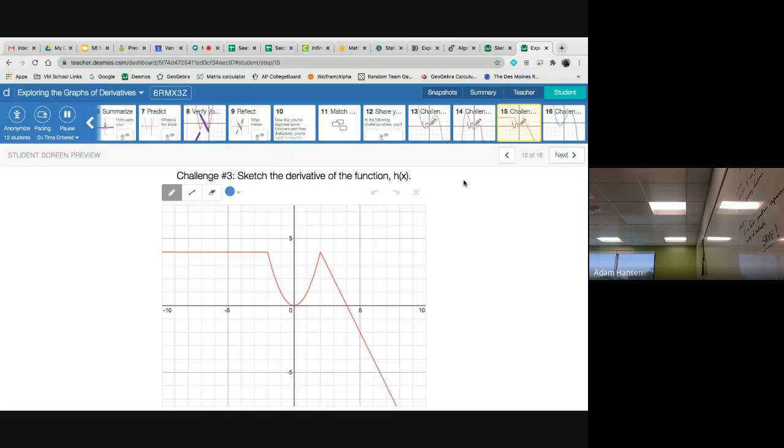What's the slope of this line? -2. And the slope is always -2 for any point on the graph. So no matter what point I pick on this line, the slope is always going to be -2. The derivative is always going to be -2. That's why it's a line. It has a constant slope.